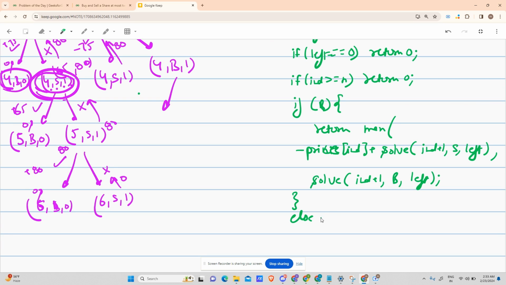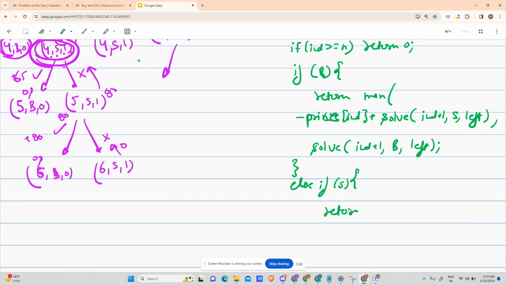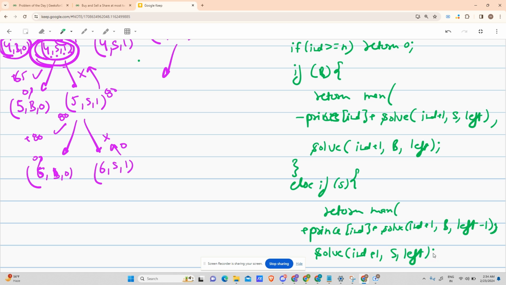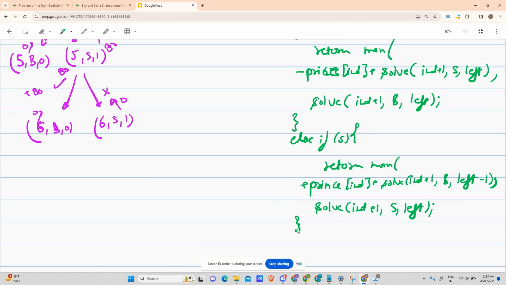Otherwise, else, if s, that is, it is in the selling mode, in that case return max of. Now we have to increment the price of that index, right? Price of index plus solve, and because you have sold it, it will go to the next index with the buying mode, and because we have used one transaction, left minus 1. And the next option for selling is to skip it, that is, solve index plus 1 with selling mode and the same number of transactions, right? So this is my pseudocode, right?